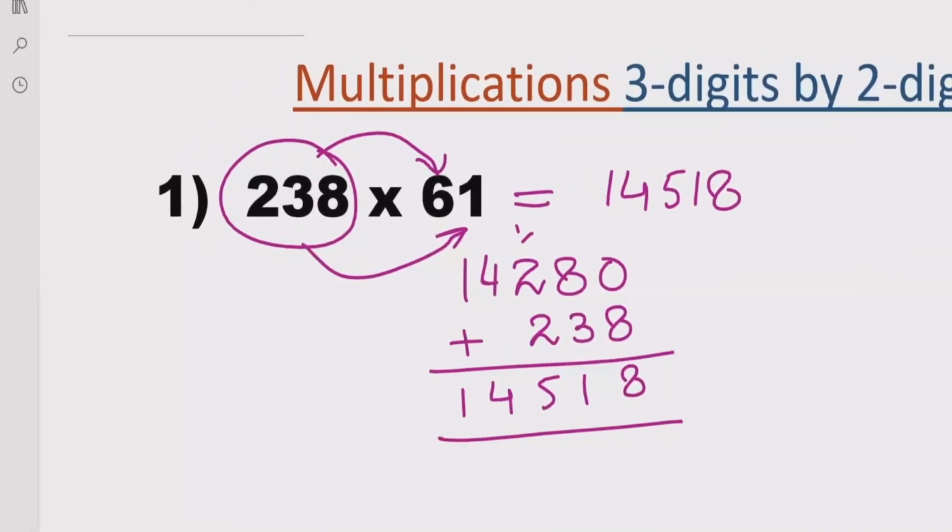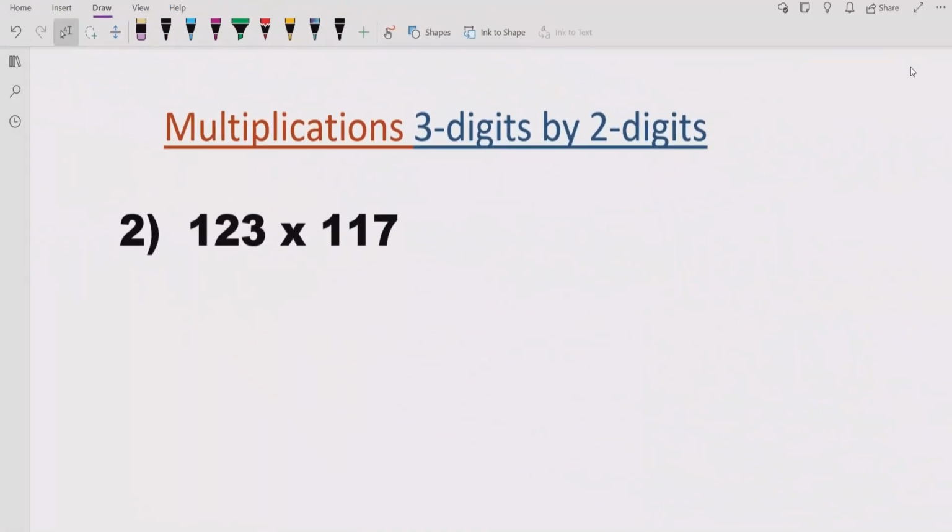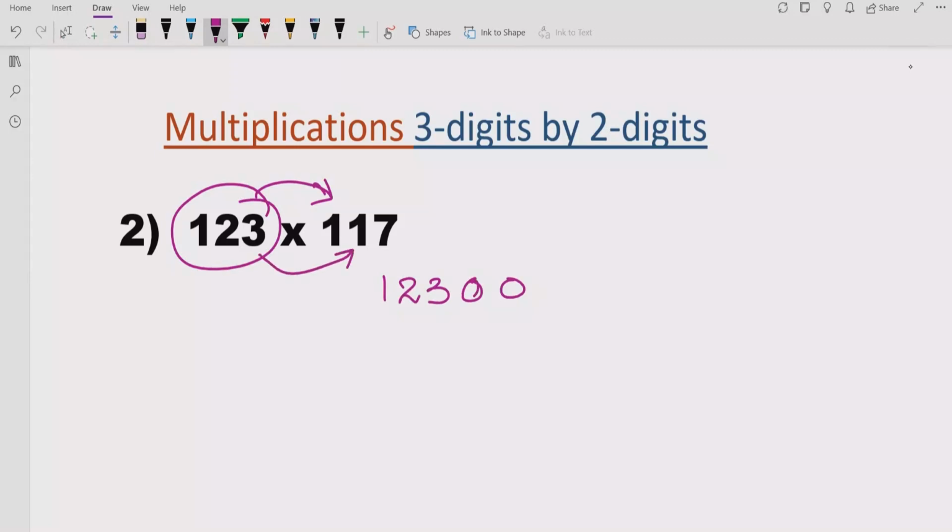14518. Now, example is 123 multiplied by 117. So first we will multiply 123 from 1, which is equal to 1, 2, 3. Now add 2 zeros because these numbers are 5-digit numbers. And after that, we will multiply again from 1 and start from now 2. 1, 2, 3 and add 0.